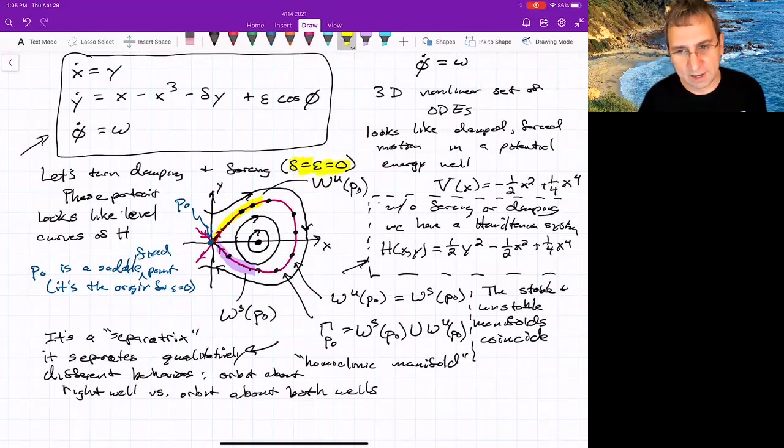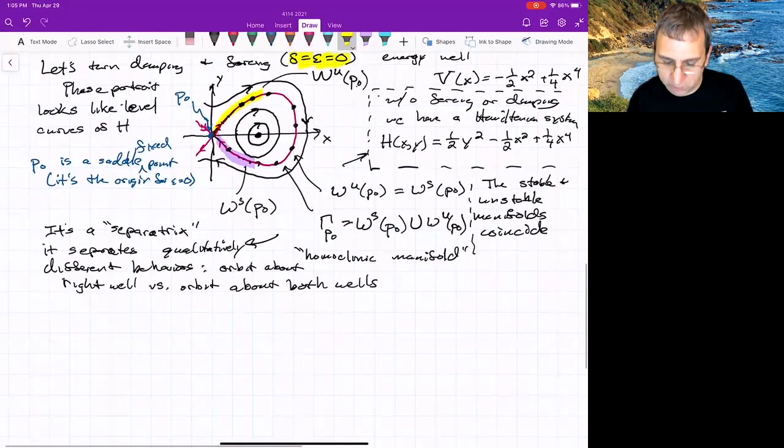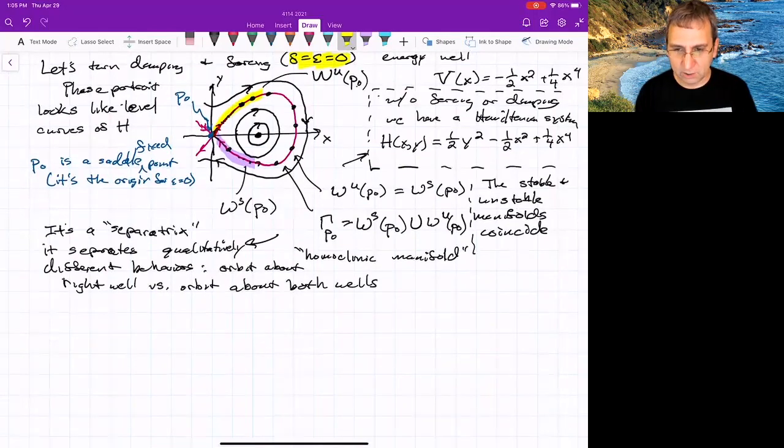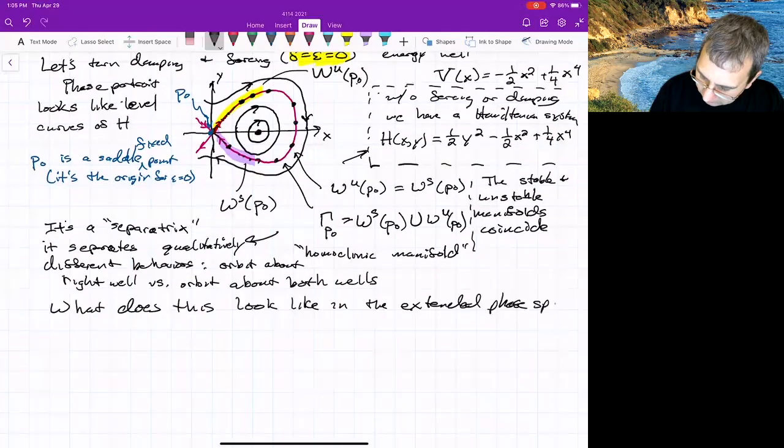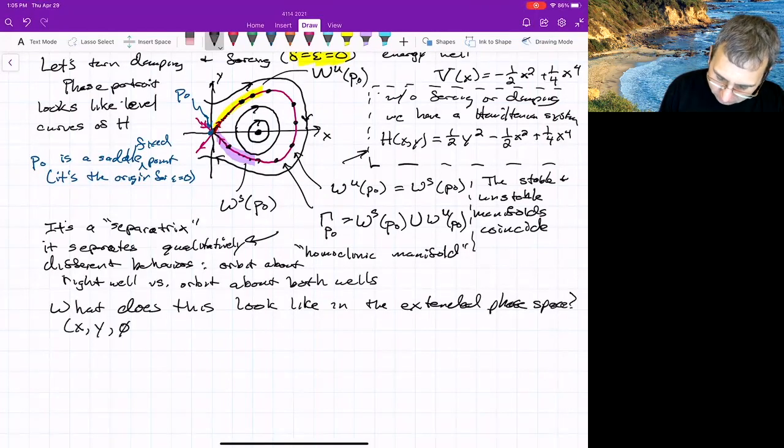If we now relax that and add forcing and damping, we'll first allow forcing. So let's first add forcing. Before we do that, we want to get a picture of what this looks like in the extended phase space. An extended phase space just means X, Y, and we're using phi.